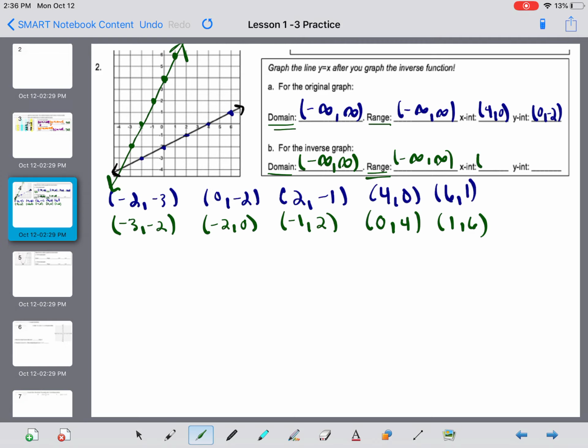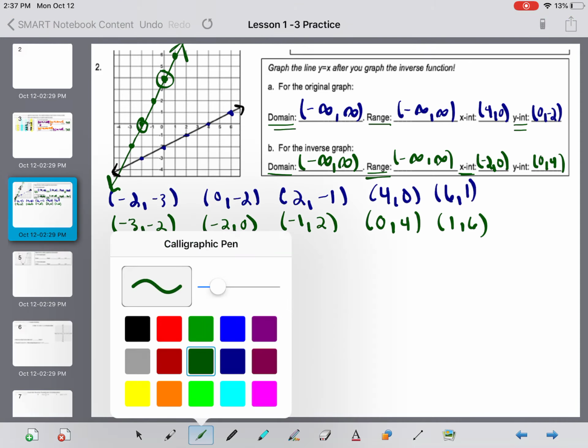The x-intercept switches. So wherever the x-intercept is of the inverse, it's the same as the y-intercept, except we write the x number first. So the x-intercept is 0, -2. That's true if we look at our graph. The y-intercept is 0, 4. And again, that's true if we look at our graph.